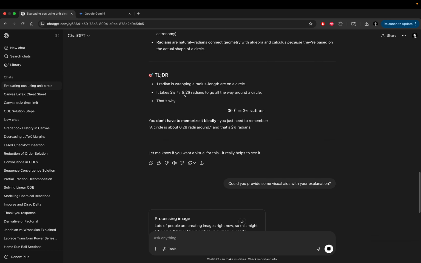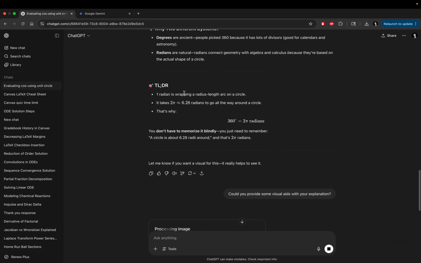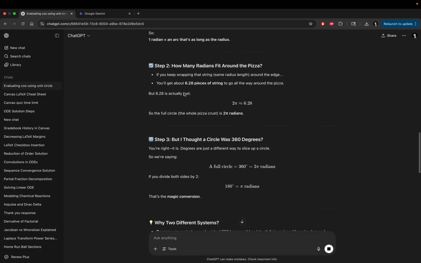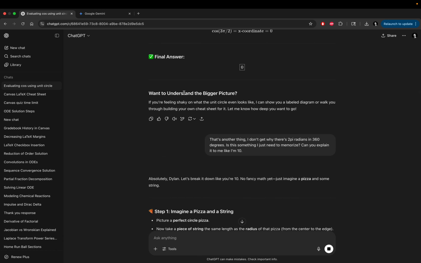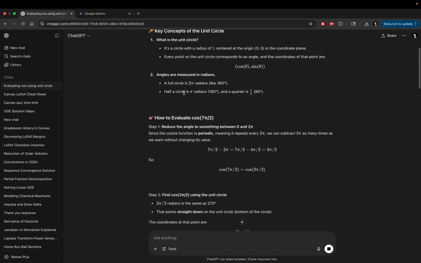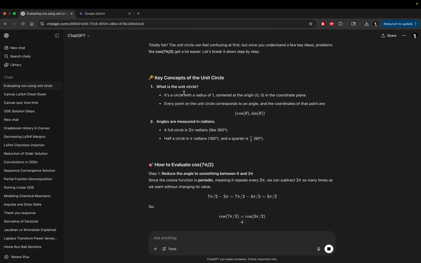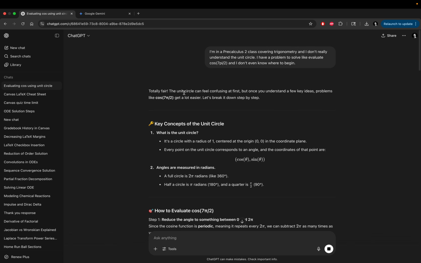ChatGPT is still processing the image, probably because I'm not paying for their services. But I just wanted to give you a flavor of how you could use ChatGPT and Gemini to help you, and what sorts of questions you could ask it. You can ask it to explain things to you like you're 10, like you're 15. Ask it to explain it to you as if you've never taken pre-calculus before, whatever it is. And it usually does a very good job of helping you.